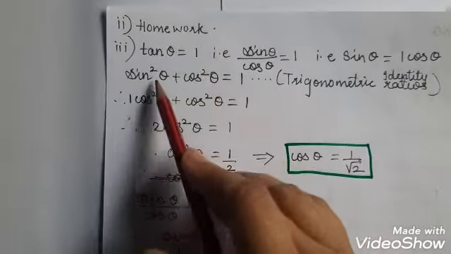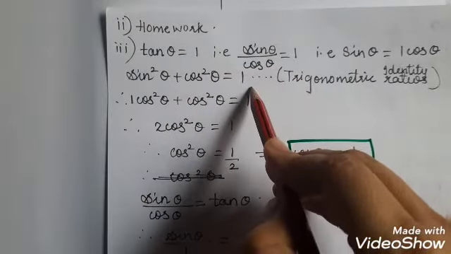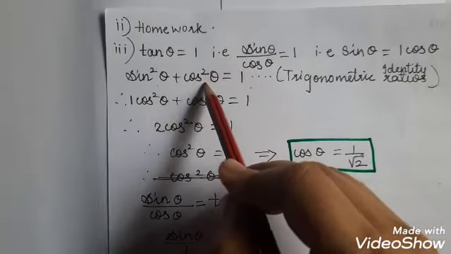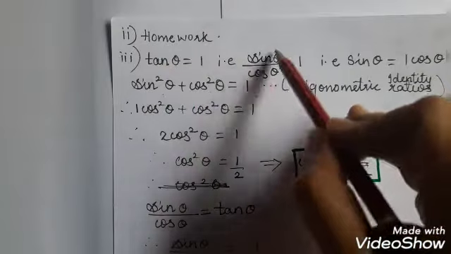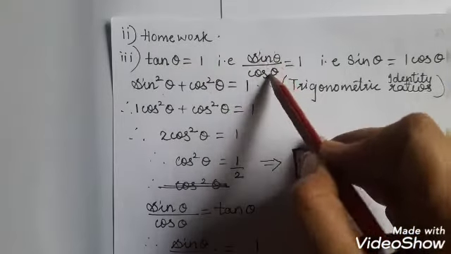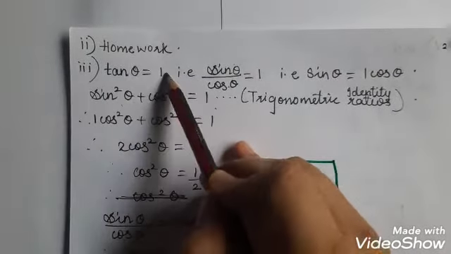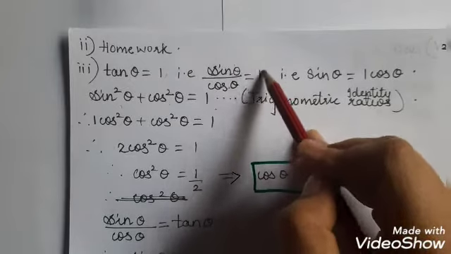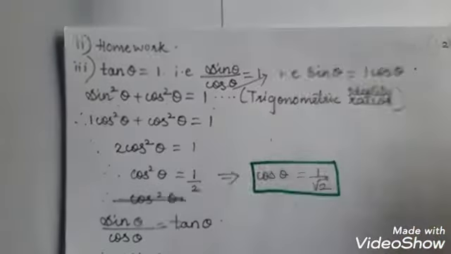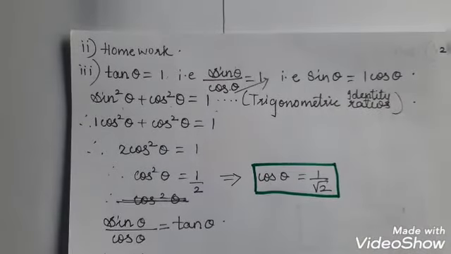Tan theta is 1, and we are using the identity sin square theta plus cos square theta is 1. But we don't know what is sin theta, neither we know what is cos theta. But we know tan is sin upon cos. So tan theta I write as sin theta upon cos theta. Okay. So tan theta is 1. So sin theta upon cos theta is also equals to 1. So now this cos theta is shift on other side. So that becomes sin theta is equals to 1 cos theta.